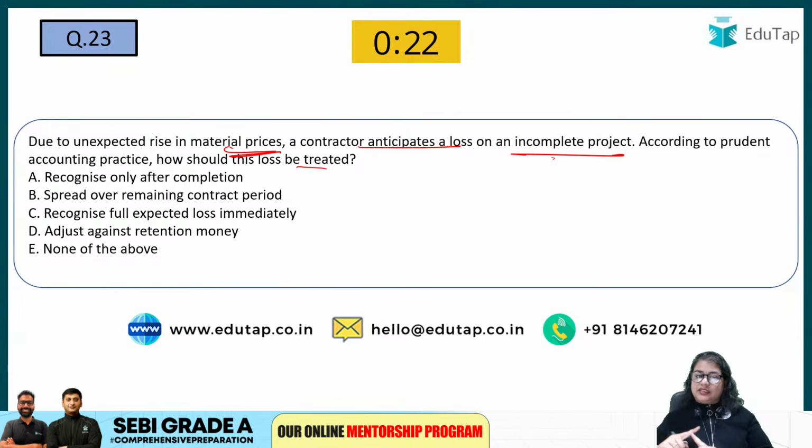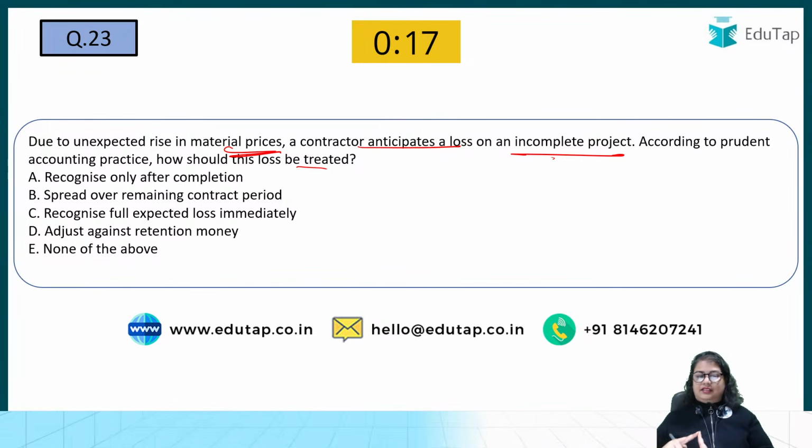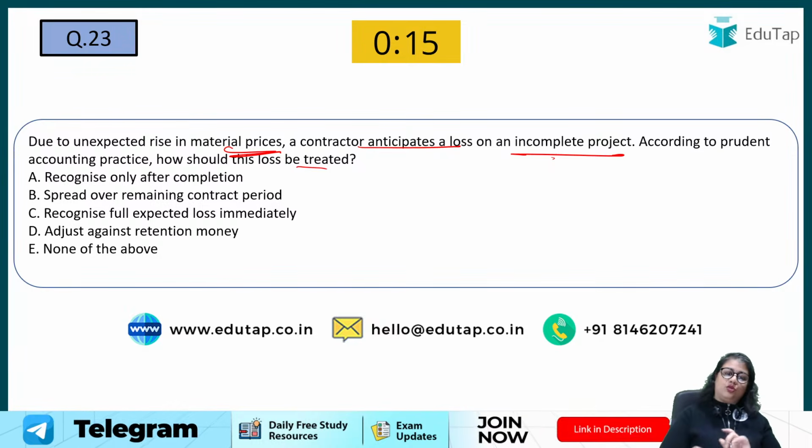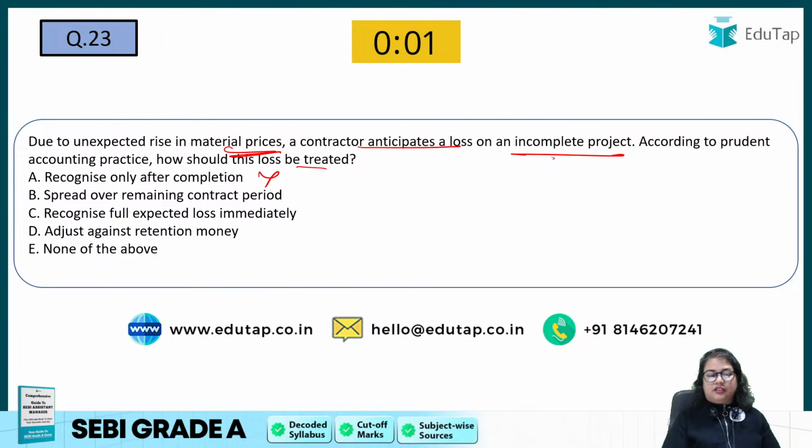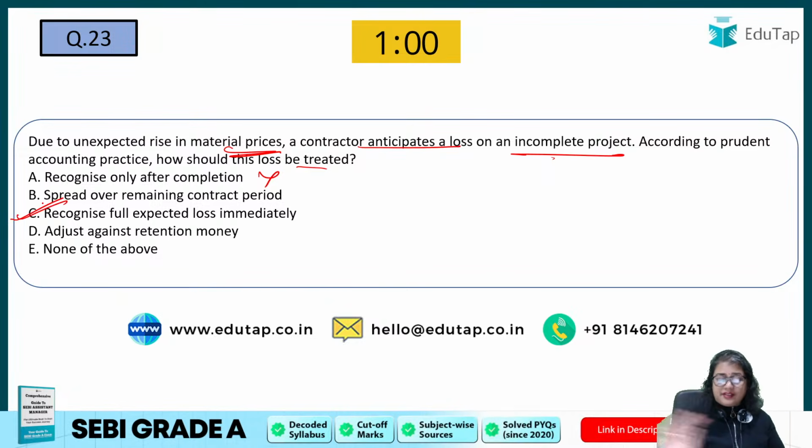No, prudence says that if you are anticipating a loss, then recognize it right now. So recognize only after completion? No. Then spread over the remaining contract period? Again, no. Option C is the one that comes here: recognize the full expected loss immediately, do not spread it over or wait for the completion stage. So yes, the answer is option C, and everybody has answered it correctly.